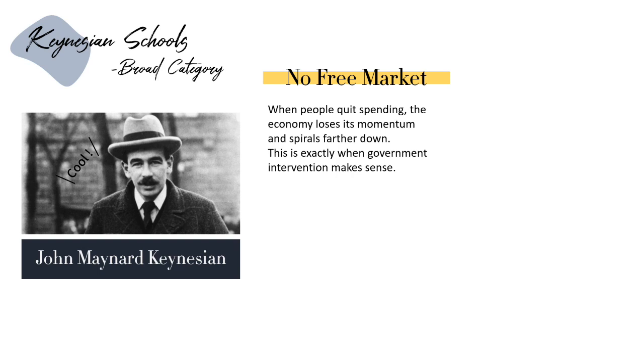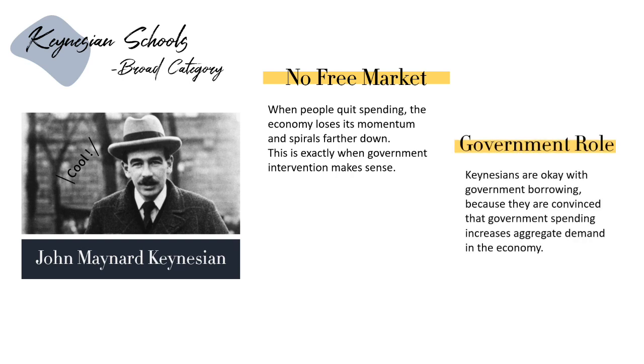But when the economy goes downhill, moods change. During tougher times, businesses start closing and firing their employees. People don't have money to spend, and they try to save what little they have left. When people quit spending, the economy loses momentum and spirals further down. Here, it's a time we need government intervention.